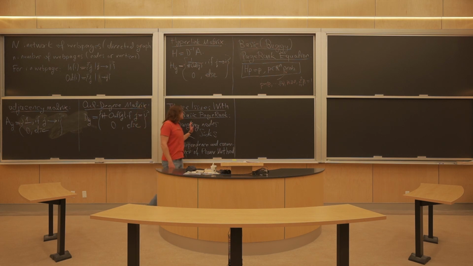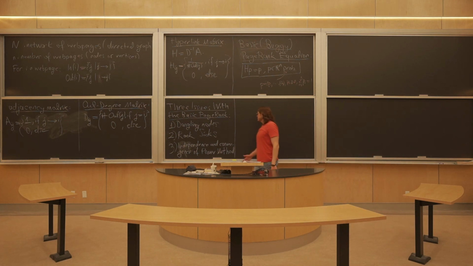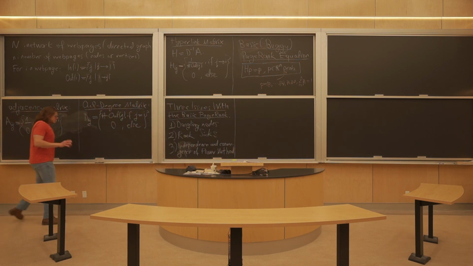So the three issues with this, which we're going to discuss in more detail today, are these: dangling nodes, rank sinks, and issues with the power method. Before I get into that, let me just do an example and write these things explicitly, so that it is clear that this is nothing new.